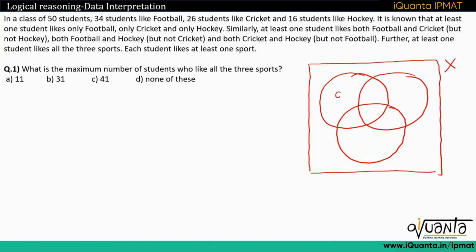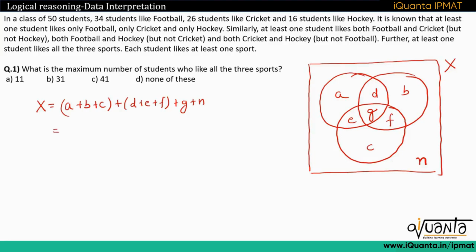Let me name the regions over here. So this will be A, B, C, D, E, F, and this will be G. This N will be the number of people who lie outside the sets, or who are not playing any of the games. So how can I write the universal set X over here? If I write X, then it will be equal to A plus B plus C plus D plus E plus F plus G plus N. I hope this is clear.